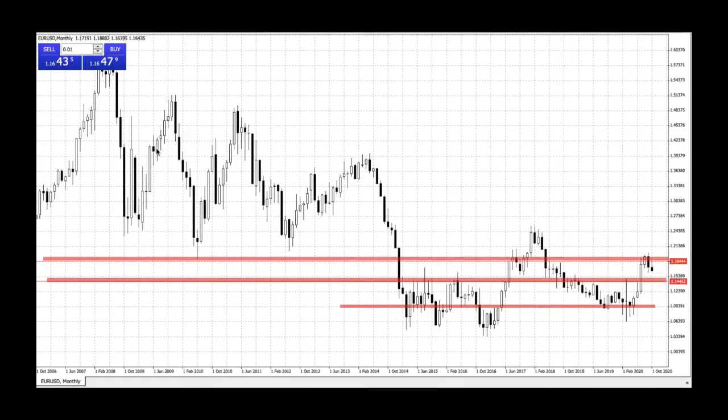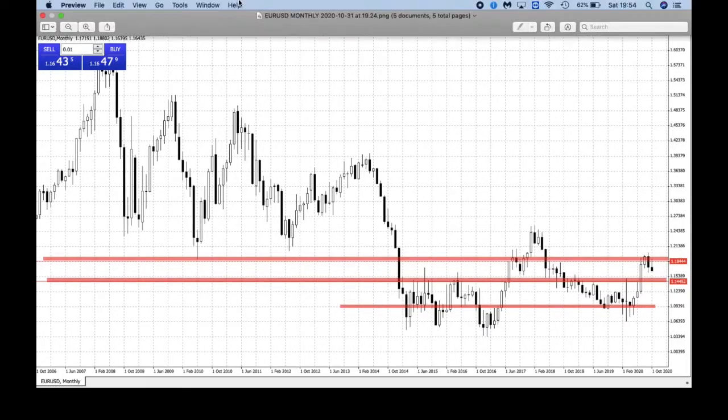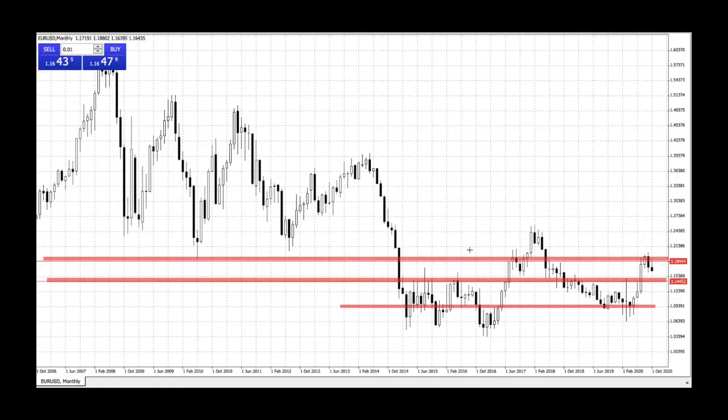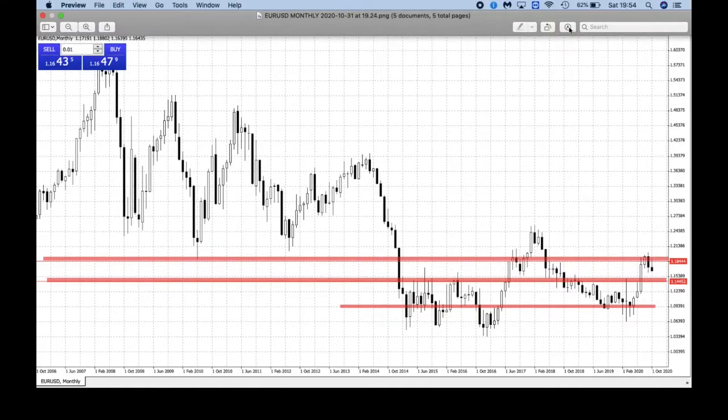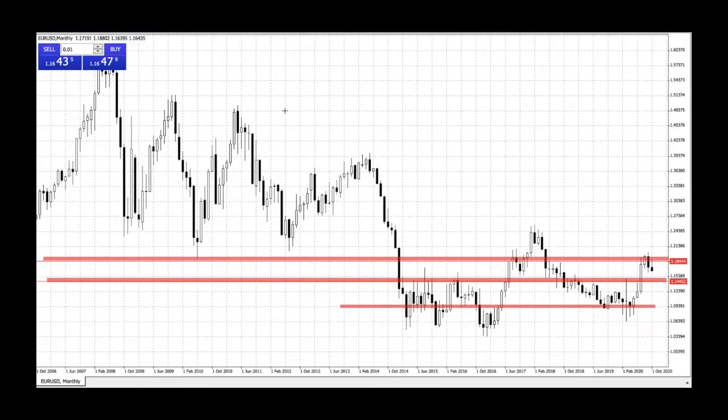As you all know, we are now in a new month. On Monday it will be a new month. So we take a look at the monthly time frame. Okay, so as you can see, there was a, let me get my pen. As you can see, there was a bearish engulf here, right?